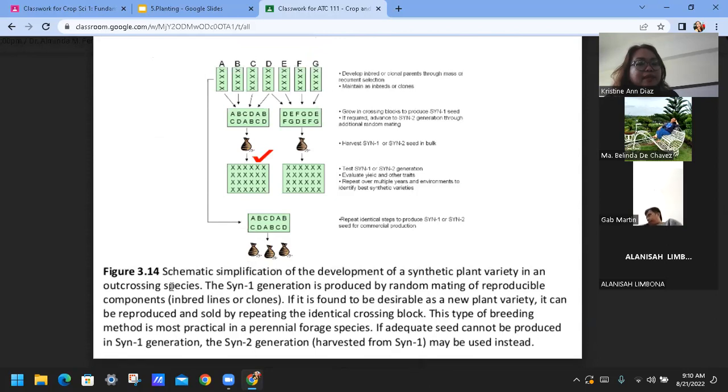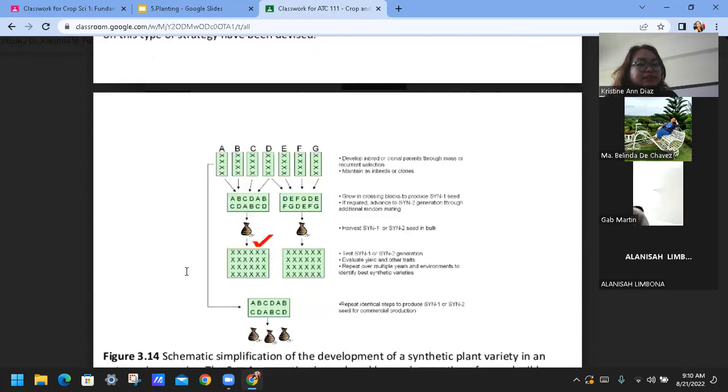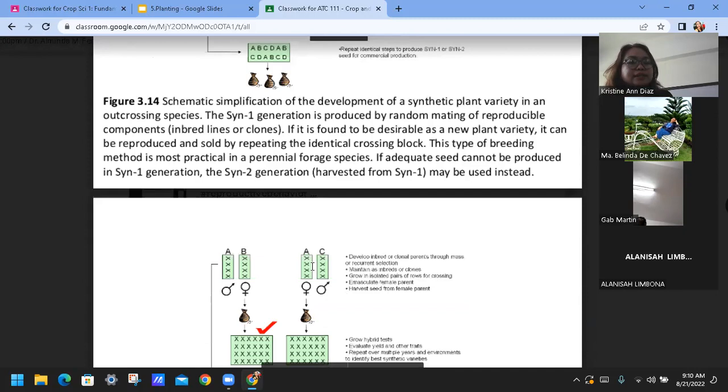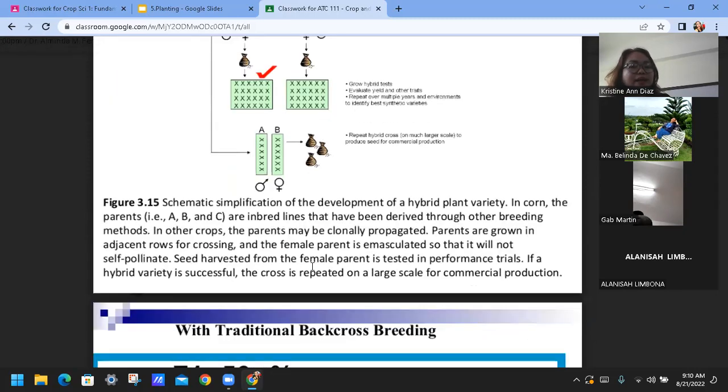Development of synthetic plant variety in cross-pollinating species. It's another strategy. So, actually, there are still many, for plant hybrid variety.